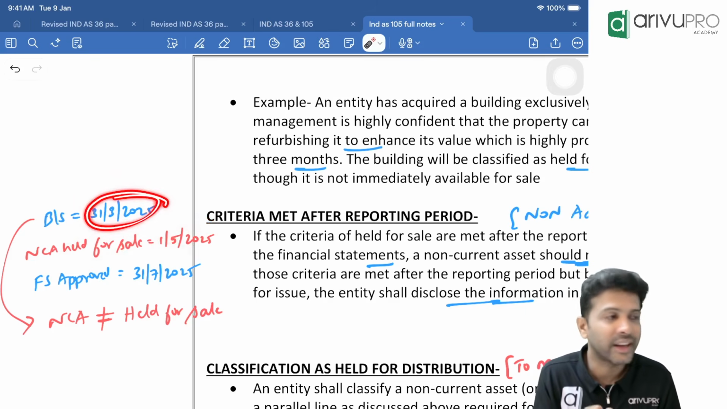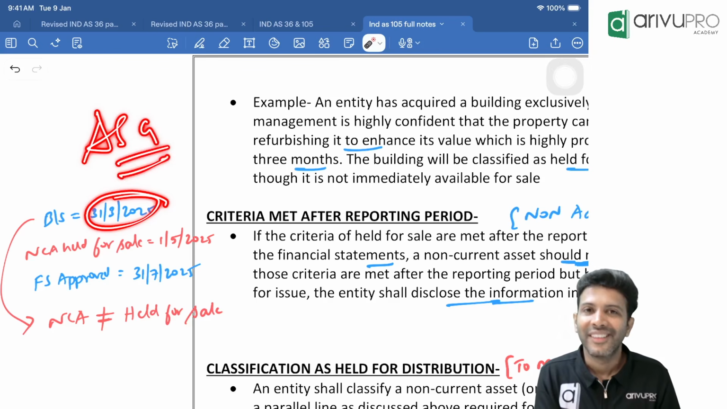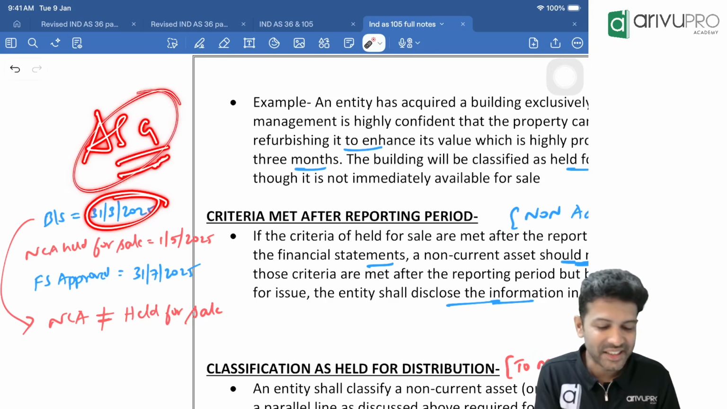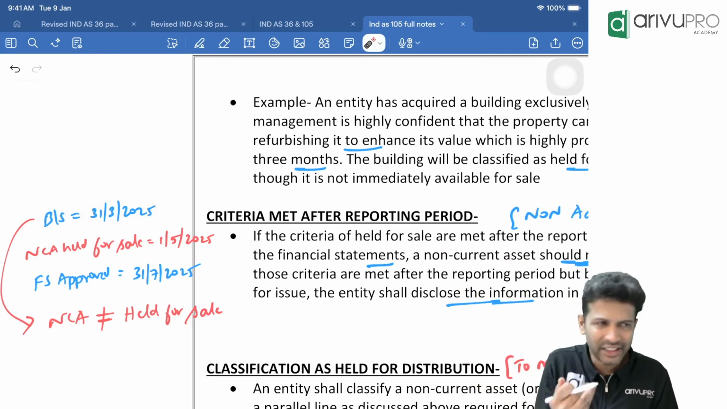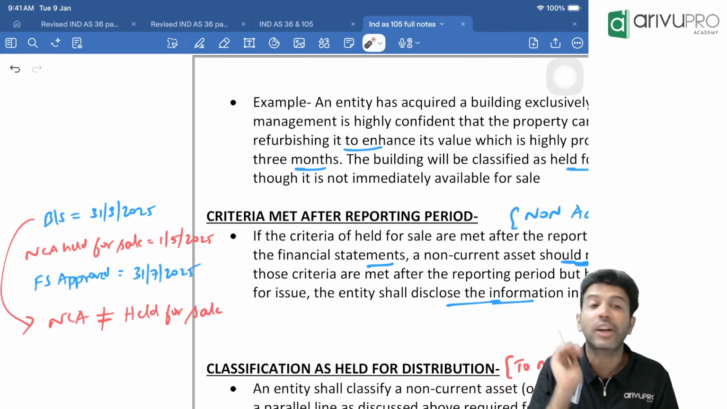But we know, we have studied AS4 and all. Do you remember? AS4, contingencies and events occurring after balance sheet date. We studied about adjusting, non-adjusting events and all. So it is just a takeaway or extension of that concept over here.